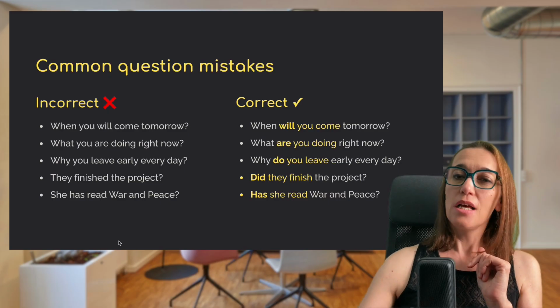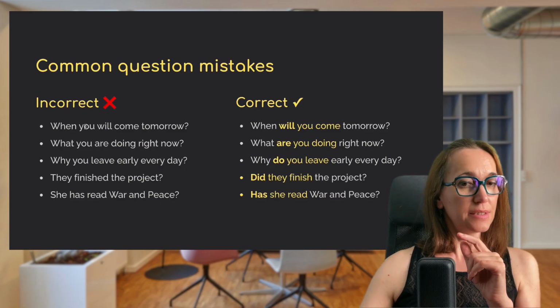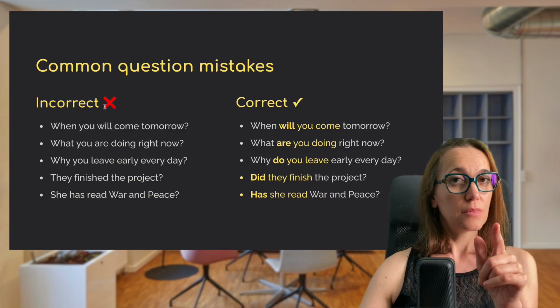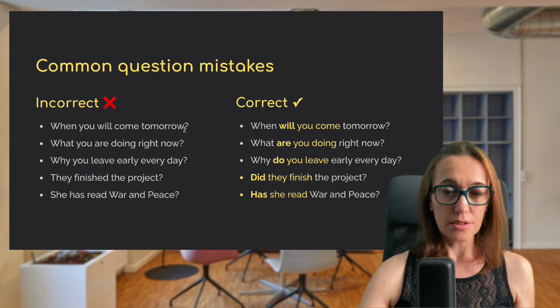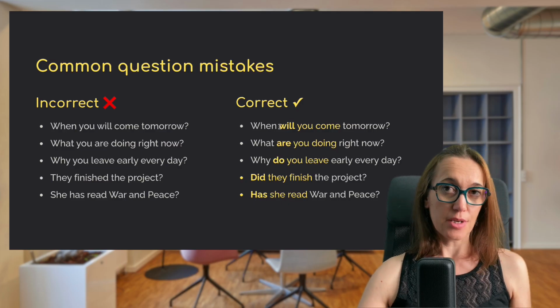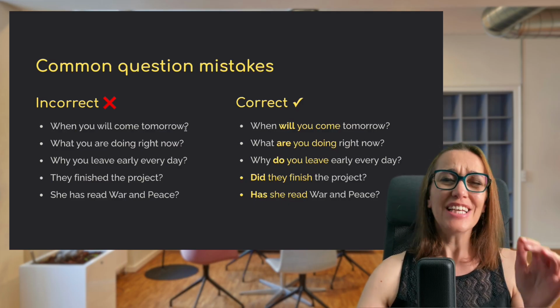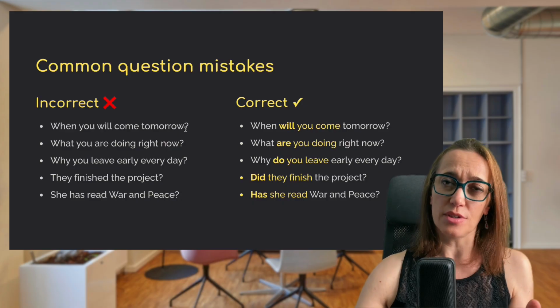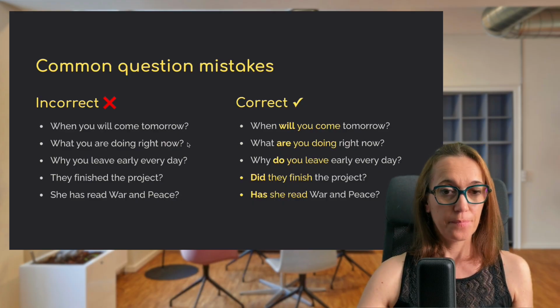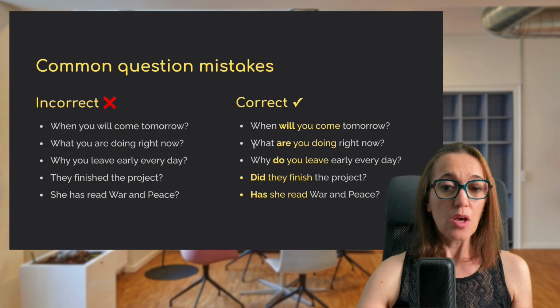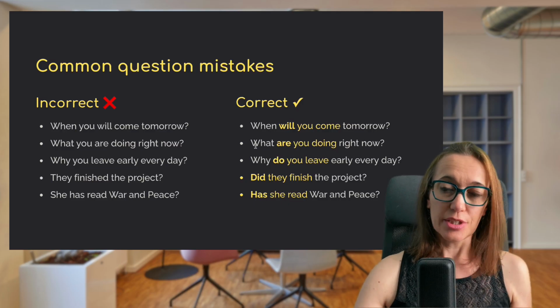I will not repeat, I'm not going to read the incorrect sentences. Just look at the first incorrect question, and we should say, when will you come tomorrow? I'm not repeating because I don't want you to remember this wrong sentence, this wrong question, okay? Look at the second one. It should be, what are you doing right now?